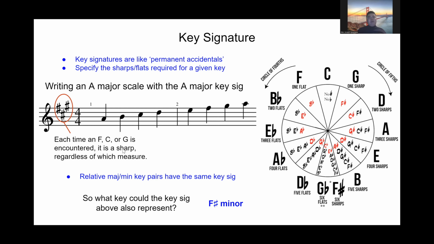Finally, one thing I want to point out on the right-hand side of the screen is that each key has its own unique set of sharps and flats. A given key will either only have sharps or only have flats. It will not have a mix of the two. Also, F major, for example, has one flat. No other key has only one flat. There are no two keys that have the same number of sharps or flats.